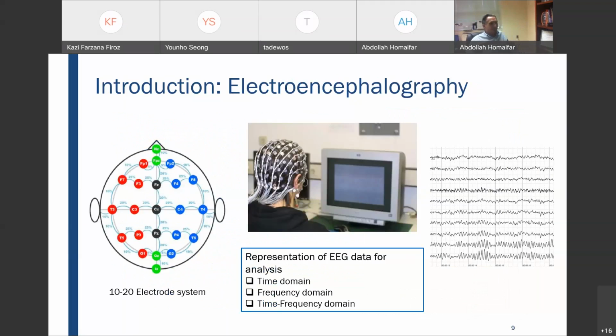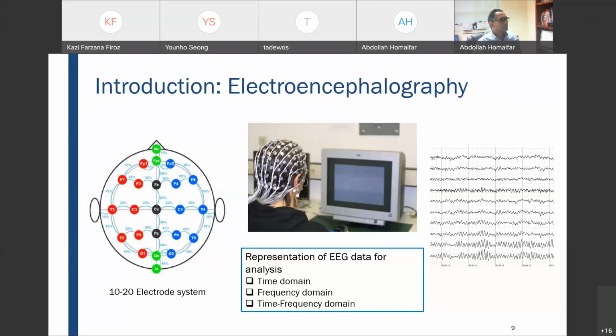So let's take a better look at electroencephalography, because that is the tool we are going to use and we have used. As I have mentioned, it uses an array of electrodes all over the scalp and collects the electric signal. In the central picture, you can see a person is looking at a computer, and he has lots of electrodes attached to his scalp.